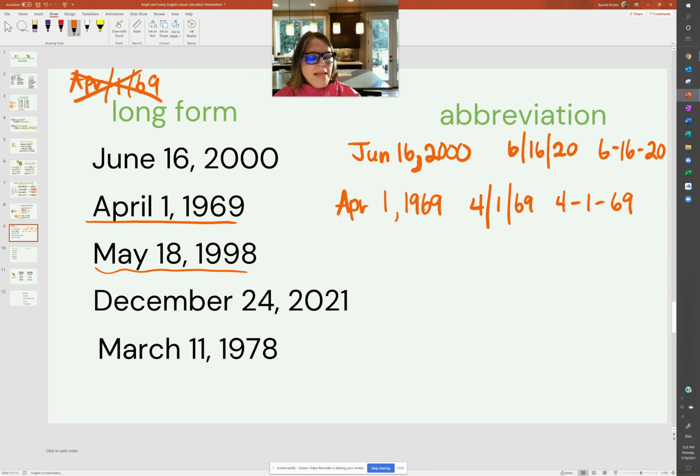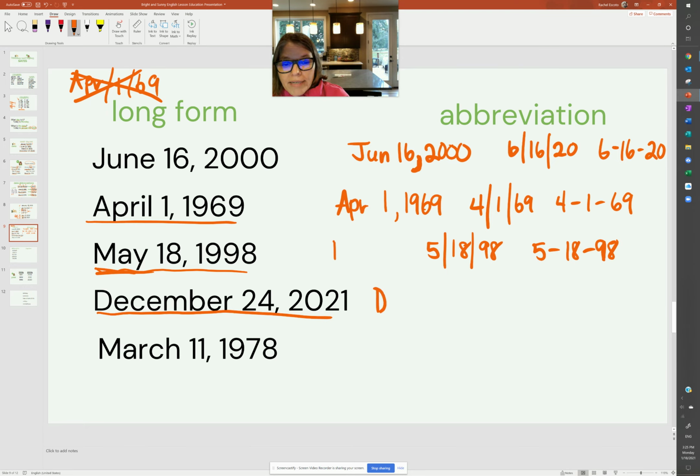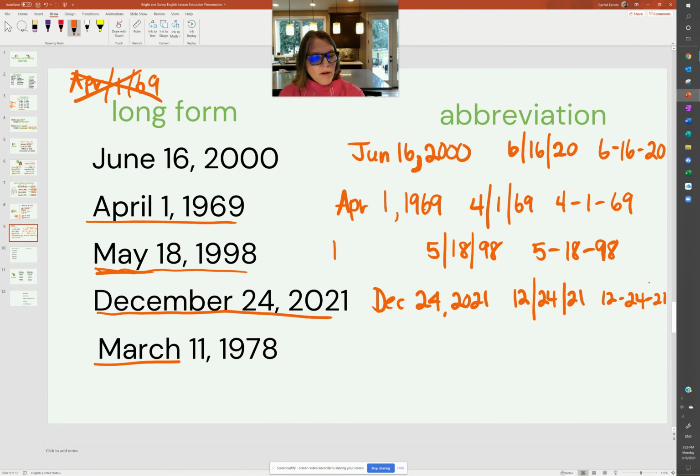How about this one? May 18th, 1998. Well, there's no abbreviation. It's already 3 letters. So we would write 5/18/98. How about this one? We could write December 24th, 2021, or we could write, December is the 12th month, 12/24/21, right?